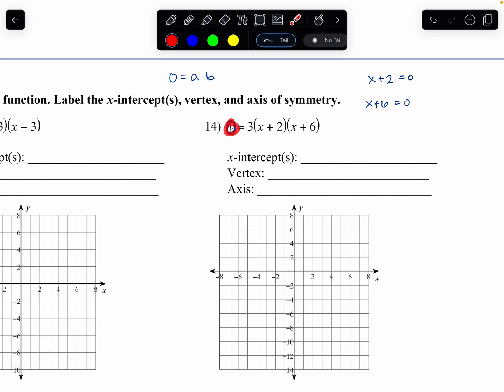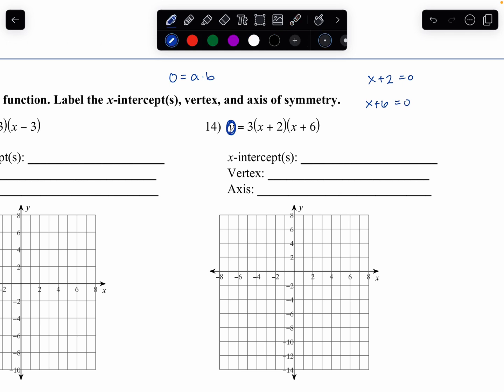If I make this equal to 0, well, 3 isn't going to be 0. 3 is always 3. But this x plus 2 and this x plus 6 would have to be 0, correct? Because these are all being multiplied. This is being multiplied by these two values. This is also being multiplied by these two values. So you can think about it like this. This x plus 2 represents the A. This x plus 6 represents the B. And since their product is 0, then either this has to be 0, or this has to be 0, or both have to be 0. And so that's how I find my x-intercept.